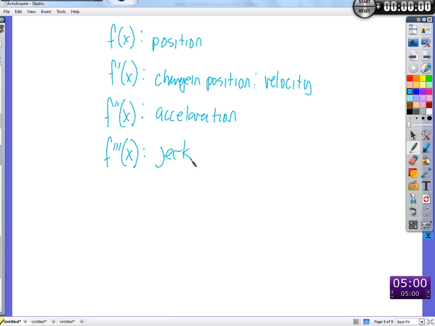Can there be a change in jerk? I imagine there could be. I couldn't imagine why there wouldn't be a change in jerk, a change in the way that you're changing the acceleration.